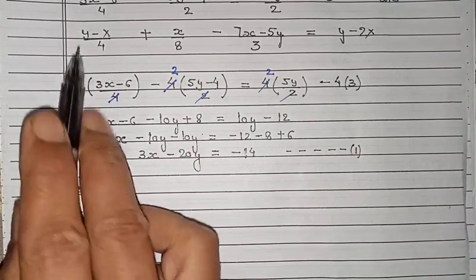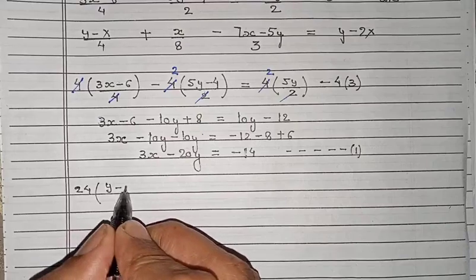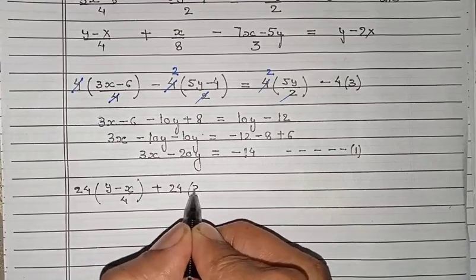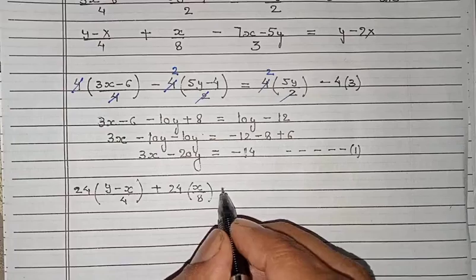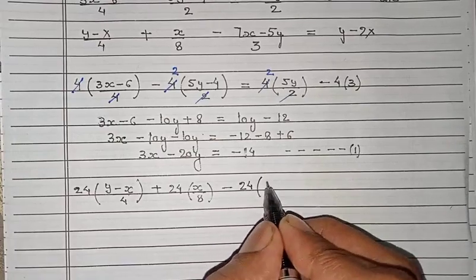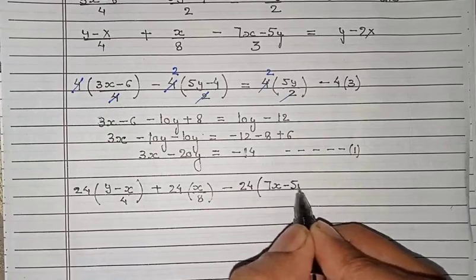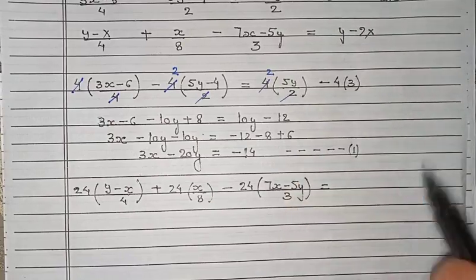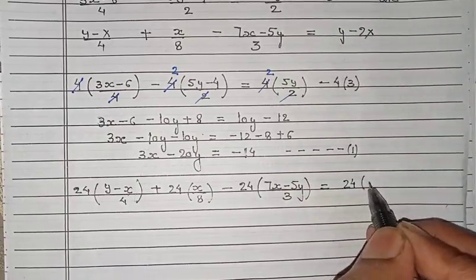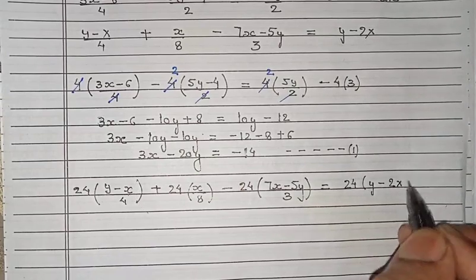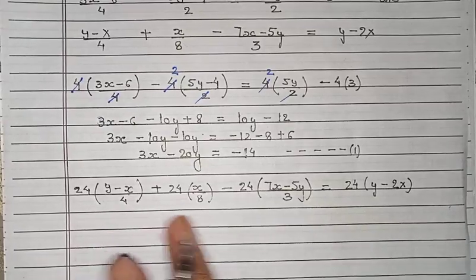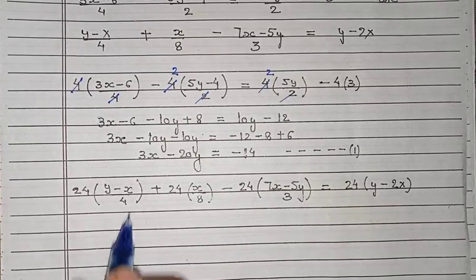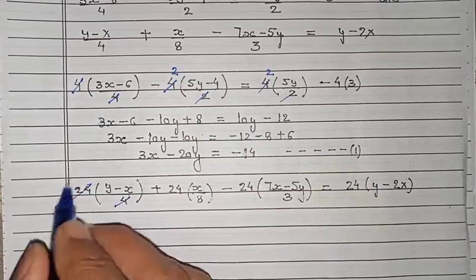So 24 multiplying the first term, then 24 multiplying the second term, then 24 multiplying the third term, and on the right side we have these two terms, so multiplying them with 24. So you can see we have multiplied each term of the whole equation with the LCM. As you can see, these denominators will be reduced by this LCM part.